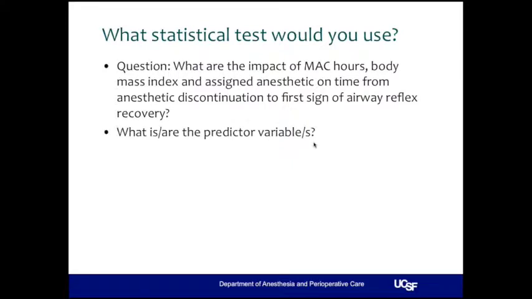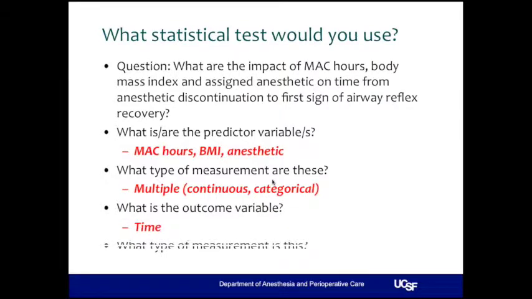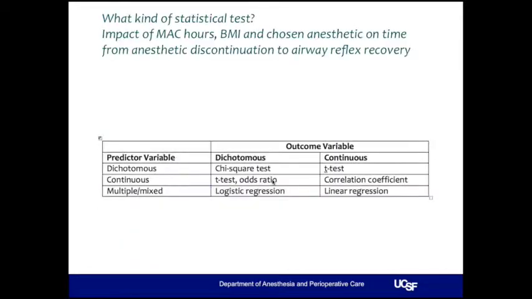So question, what are the predictor variables? They are MAC hours, body mass index, and anesthetic. So there are three predictors. What kinds of measurements are these? There are multiple. There are continuous variables, and those would be the MAC hours and the body mass index. And there's a categorical or nominal one, and that is the anesthetic assignment. It's going to be desflurane or sevoflurane. What is the outcome? It's going to be time, and time is going to be a continuous variable.